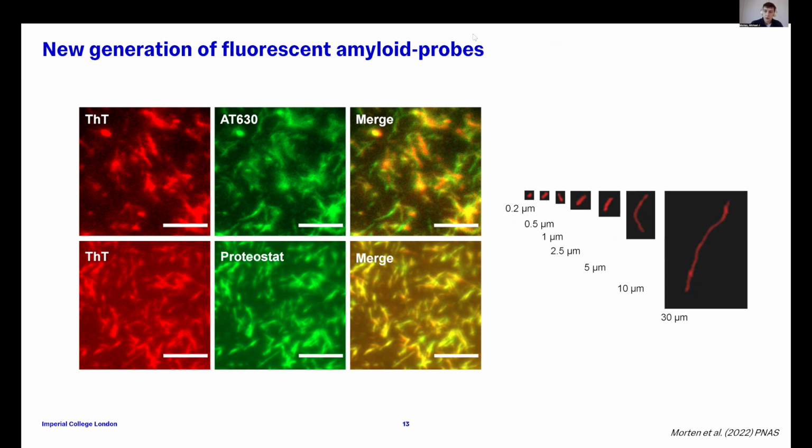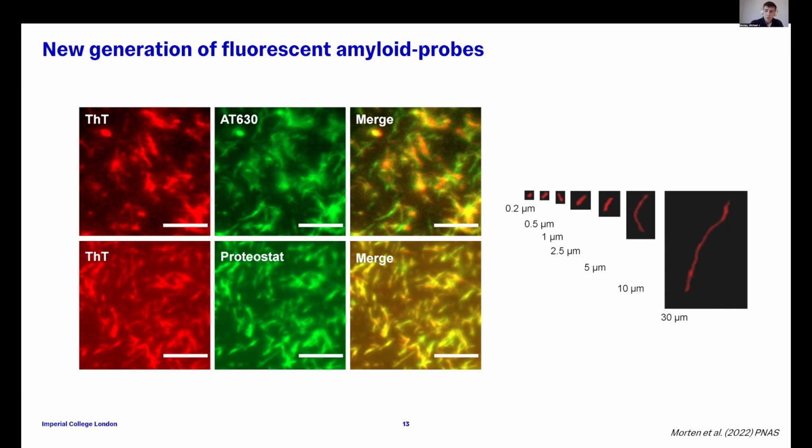On the right-hand side here, we've got aggregates that are extremely long and quite large. I think this is one of the largest that we've imaged in the lab, about 30 micrometers. We can go all the way down to aggregates that exist in sizes close to the diffraction limit of light. It is at this point that we start to lose some of our resolving power, and we can't really make out the structural features in any great detail anymore.